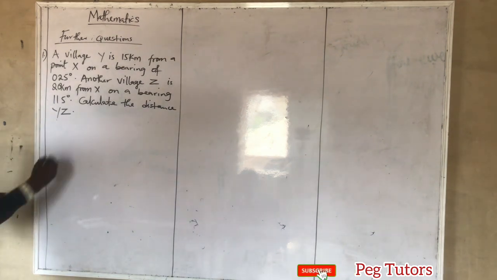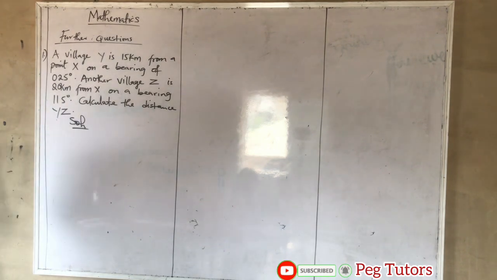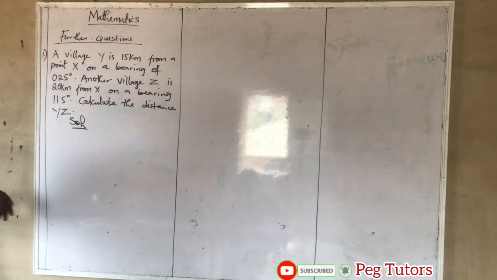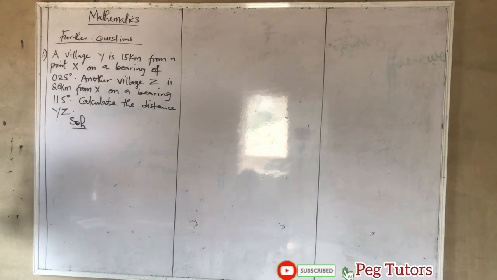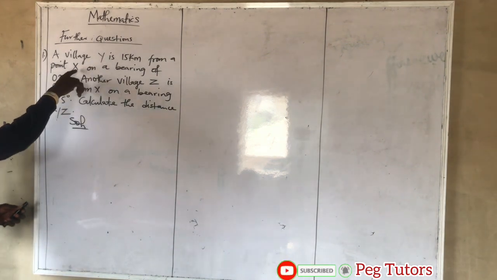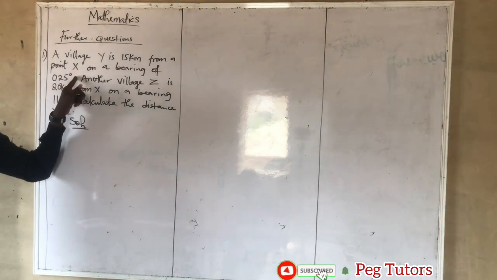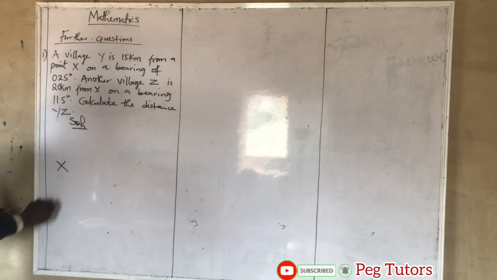I'm going to first of all start by learning how to draw our diagrams, because your calculation actually depends on the diagram you draw. Are we together? So first of all, you need to learn how to construct your diagram from the question given to you. Remember, if you are finding the bearing of Y from X, it means the angle of Y is at X. So let's represent our X first. So we have our X here.